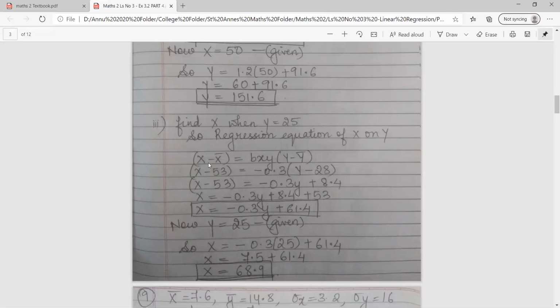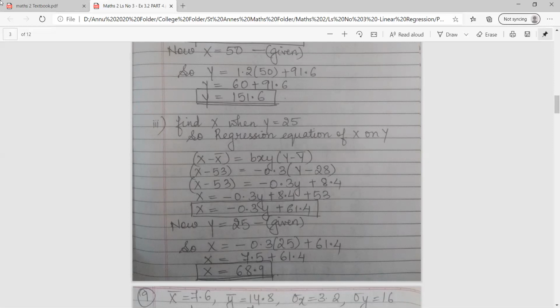So the formula is x minus x bar is equal to bxy, y minus y bar. So on substituting the values, you will get the equation as x minus 53 is equal to minus 0.3 (y minus minus 8.4). Minus into minus plus 8.4. So I have brought minus 53 to this side, again it became plus 53. On adding both, I get the answer to be 61.4 plus 0.3y. Now again the value of y is given, so you will substitute it in the equation and get the final answer.